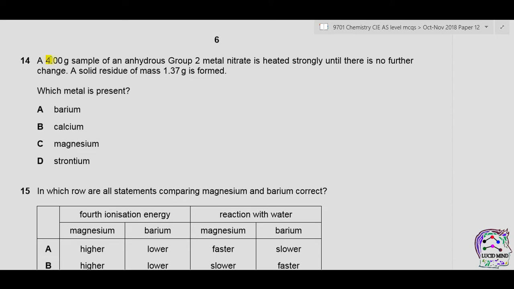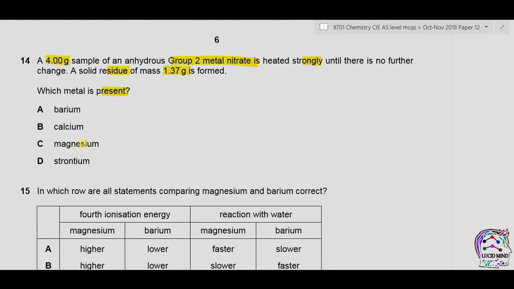Question 14. A 4 gram sample of anhydrous group 2 metal nitrate is heated strongly until there is no further change. A solid residue of mass 1.37 grams is formed. Which metal is present? In the given options we have barium, calcium, magnesium and strontium.